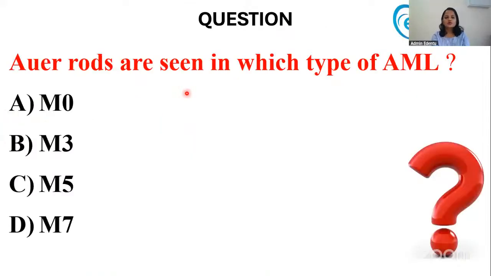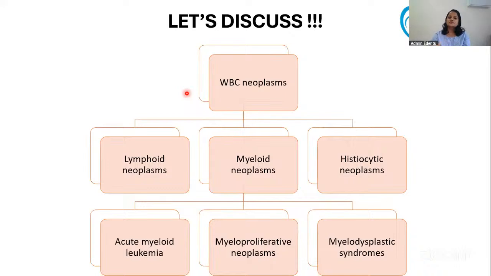Now, next question: Auer rods are seen in which type of AML? Okay, Auer rods. So the WBC neoplasms can be broadly divided into three types. We have the lymphoid neoplasms, where the lymphocytes are usually involved, then the myeloid neoplasms and the histiocytic neoplasms. These are the three divisions of the WBC neoplasms. The myeloid neoplasms are again divided into acute myeloid leukemia, the myeloproliferative neoplasms and the myelodysplastic syndromes.